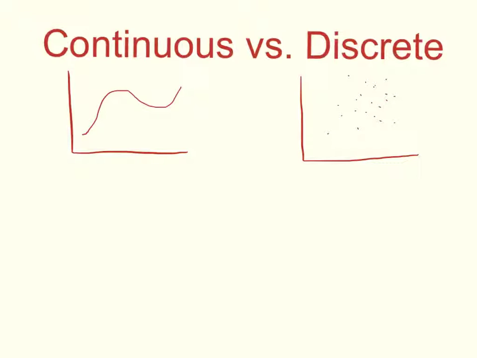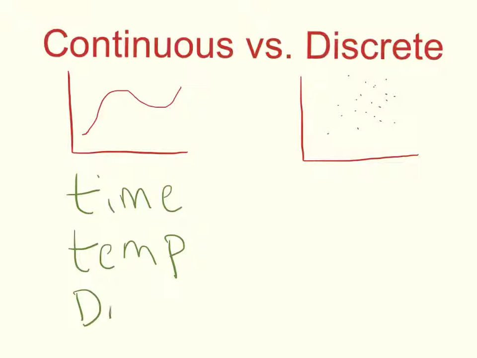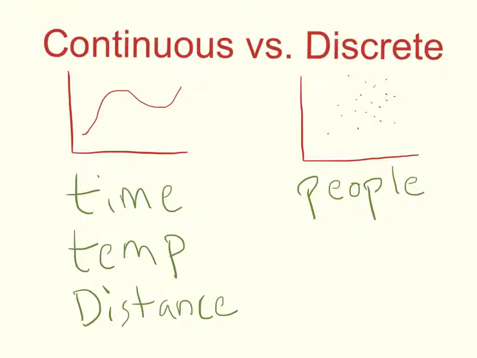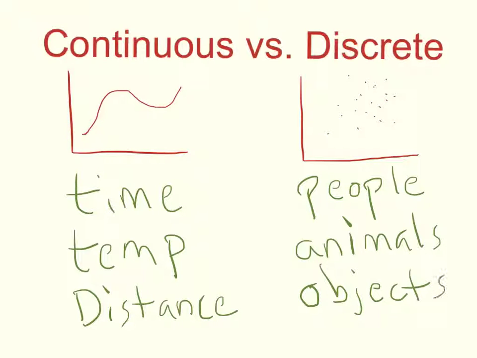Some things that are continuous would be time, temperature, and distance. All of those need to be continuous. Some things that are discrete are people. You can't include half of a person. Animals. My favorite example is that you can't buy a third of a puppy. And objects. Those are all discrete.